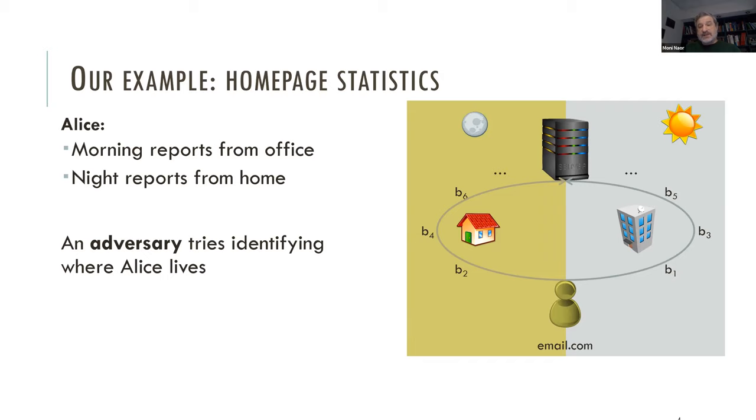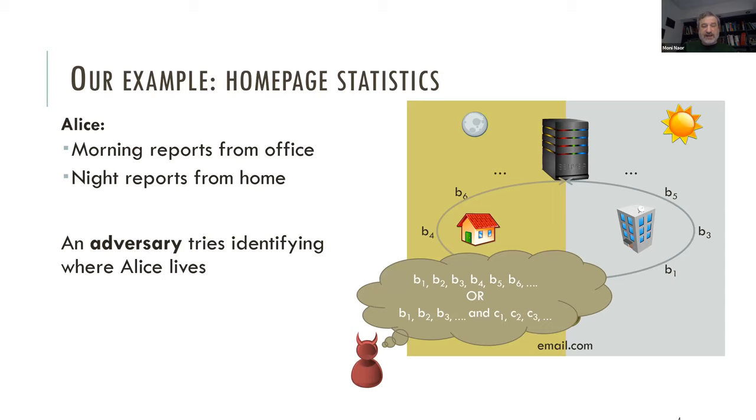So what does the adversary do? He considers two reports, a report from the morning and a report from night, and sees whether the reports sent in the morning and the reports sent at night are of the same nature, whether, let's say, they're identical or similarly distributed. If the adversary can distinguish between the case that it's one user or two different users, then he can figure out whether a given IP address is indeed Alice's homepage IP address. And this is exactly what we're trying to prevent.